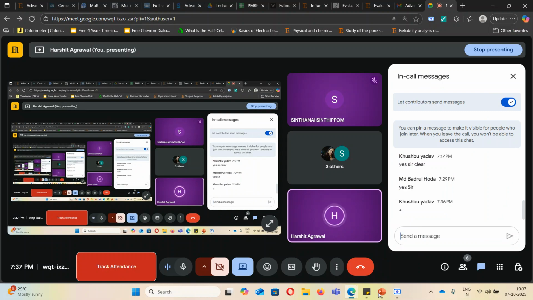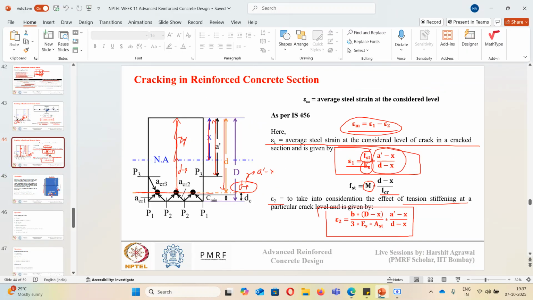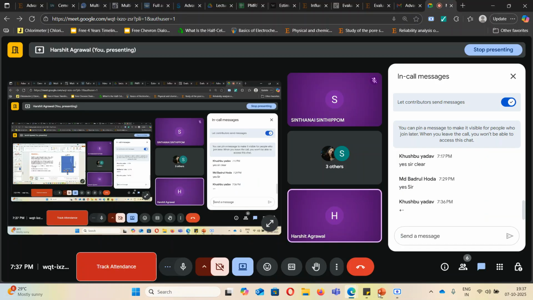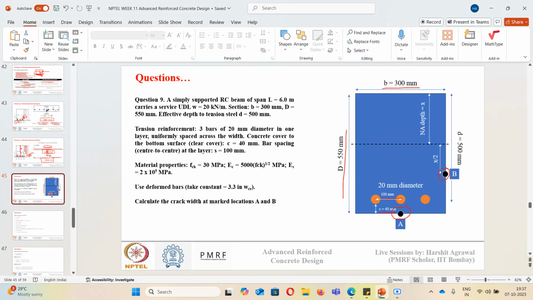What is this plus minus Khushbu that you have written? Can you tell me how we'll approach this question?